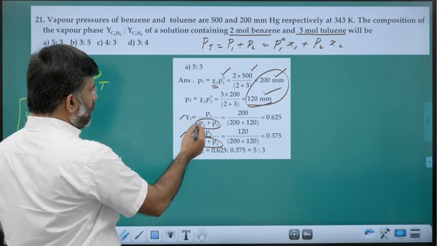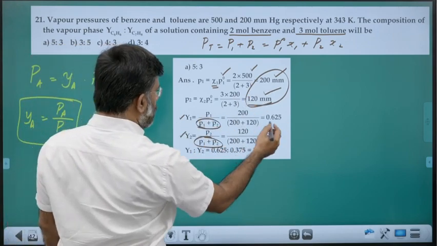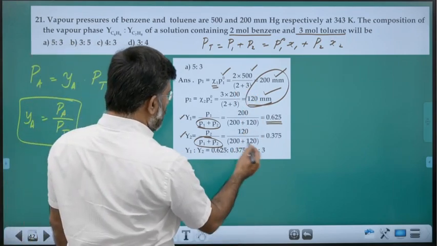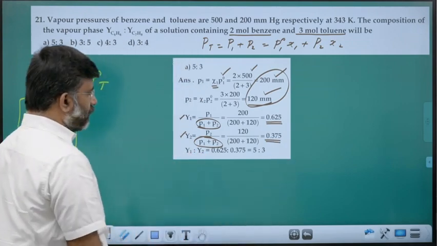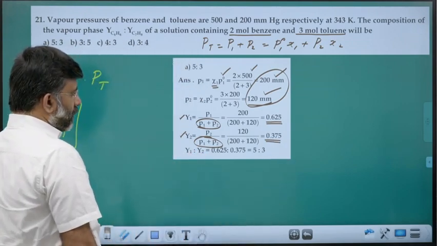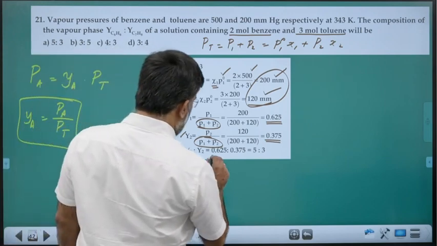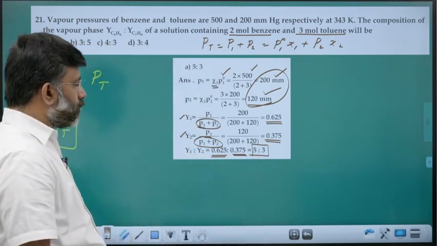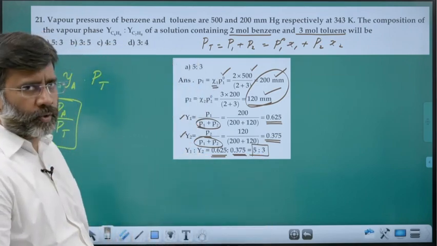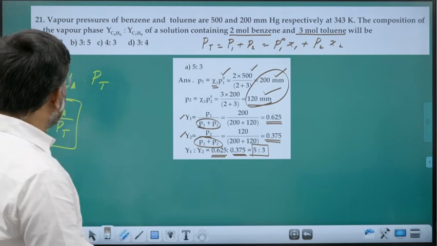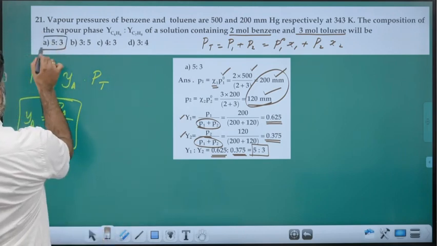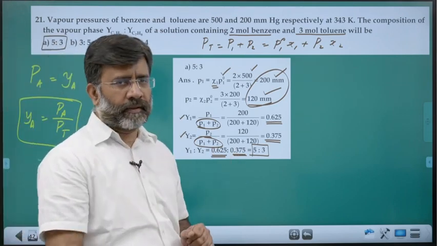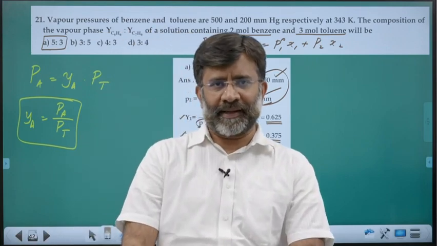So Y1 will be P1 divided by P total. You are getting 0.625. And Y2, P2 by P total, you are getting 0.375. Right? And that ratio 0.625 to 0.375 is nothing but 5:3 ratio. You can easily assume 5:3 ratio. Option A, the correct answer. Right? Next one.